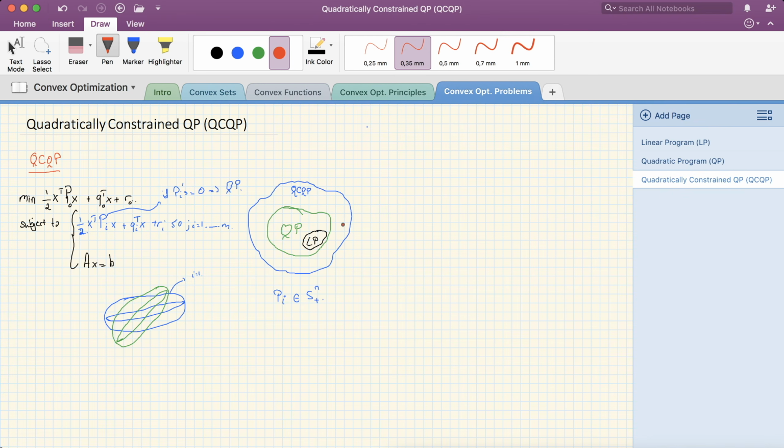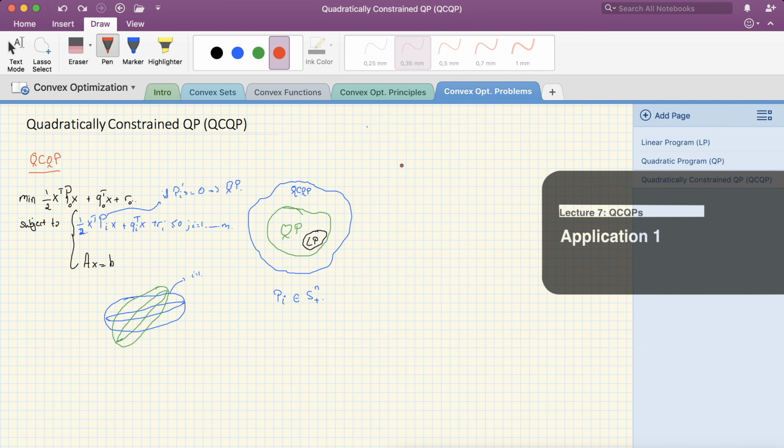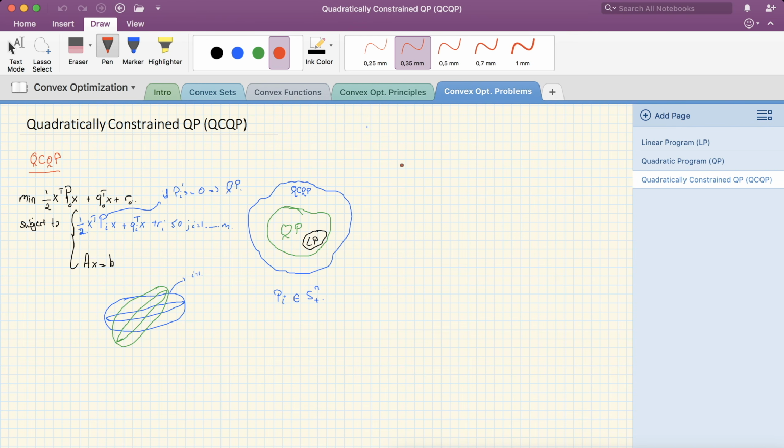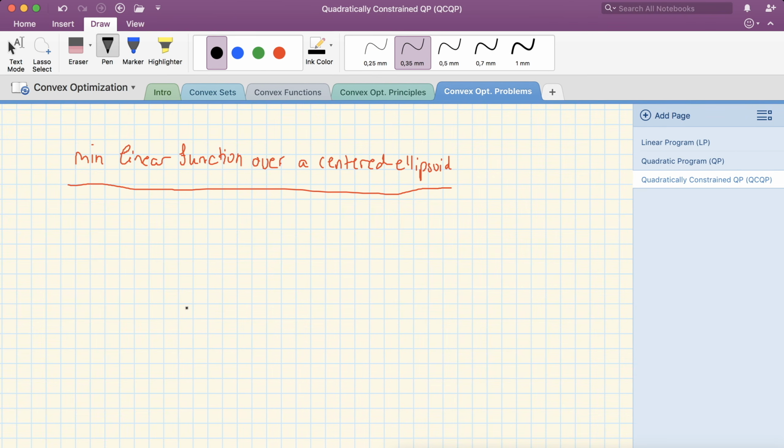Okay, so far so good. Let's see some interesting applications of QCQPs. One really nice application and easy to solve. You don't need to know Lagrangian multipliers, duality, all this kind of theory. You don't need to know. You can solve such a QCQP without this knowledge. You could minimize a linear function over a centered ellipsoid. This you can easily do.